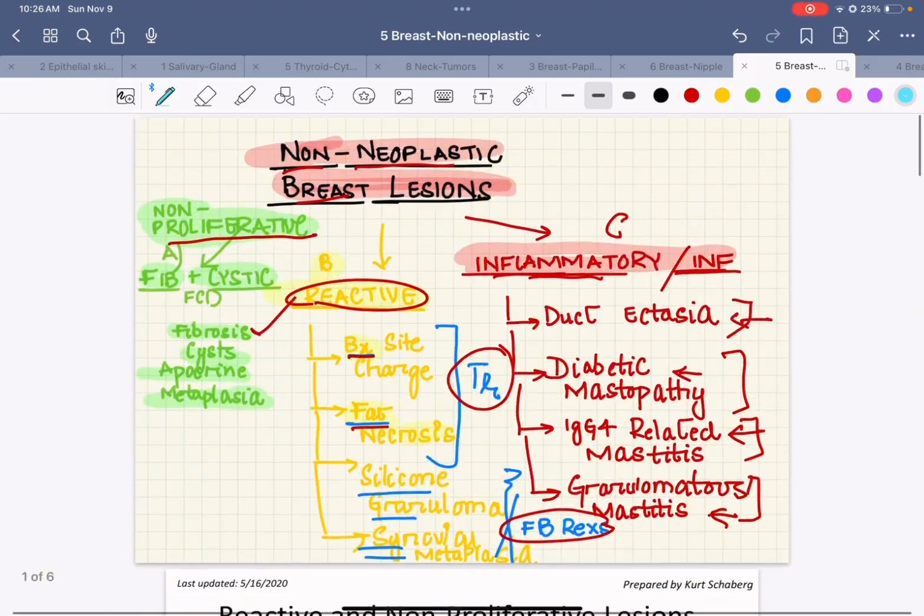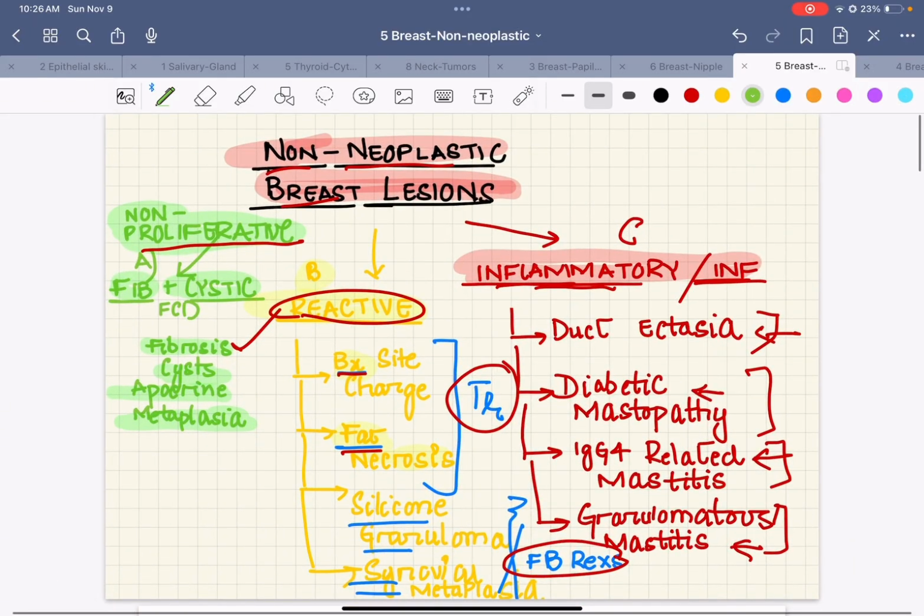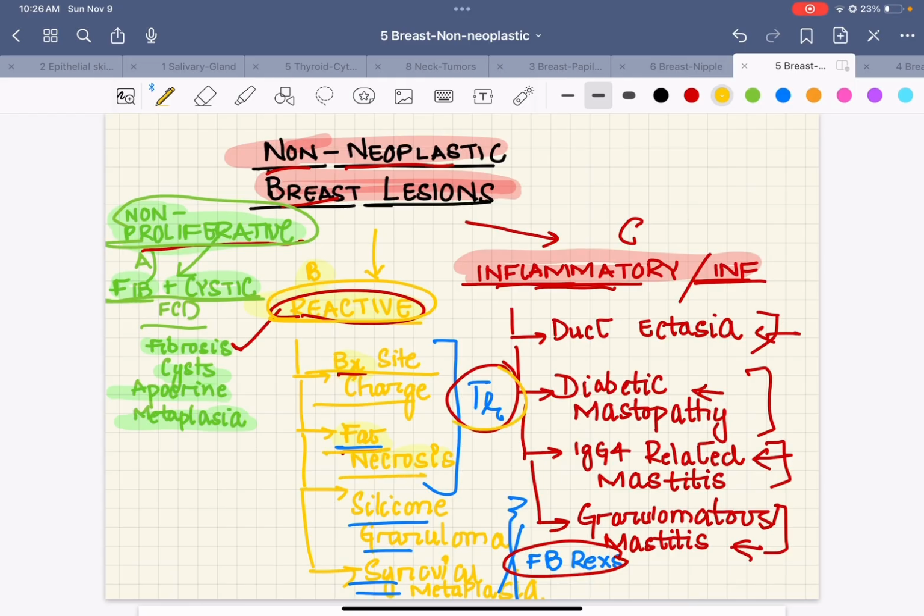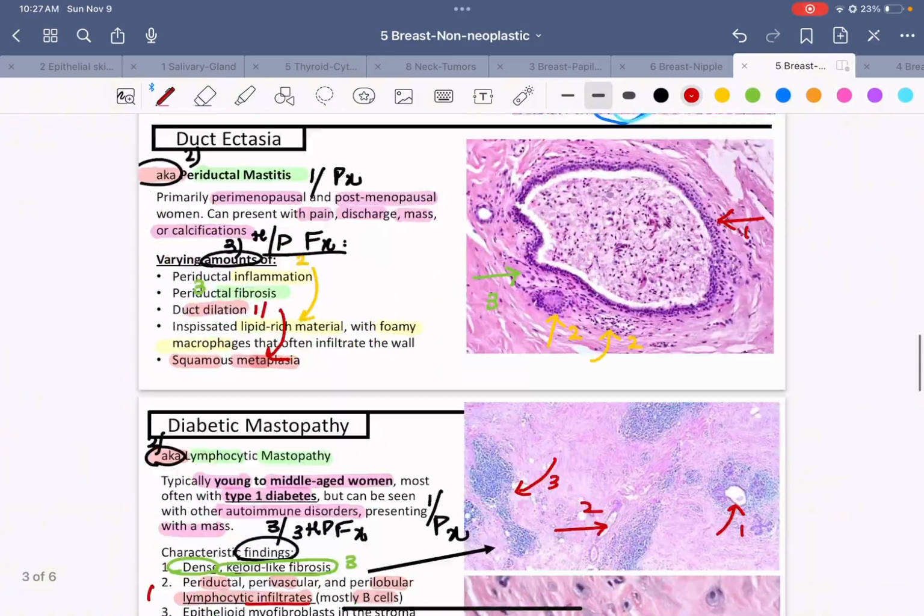So now we are done with our non-proliferative non-neoplastic lesion of the breast, which was fibrocystic disease. We are done with our reactive changes, which were biopsy site change, fat necrosis, which developed as a result of trauma, and we are done with our foreign body reactions, which included silicone granulomas along with synovial metaplasia. And now we are moving towards category C, our final category, which is inflammatory or infectious lesions. So let's study them one by one.